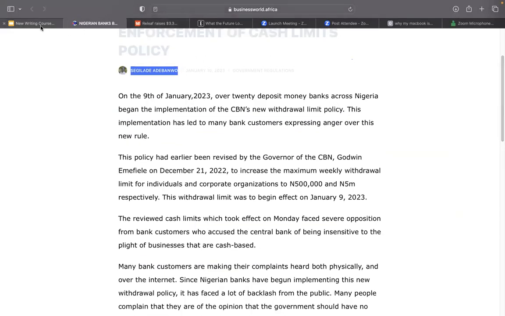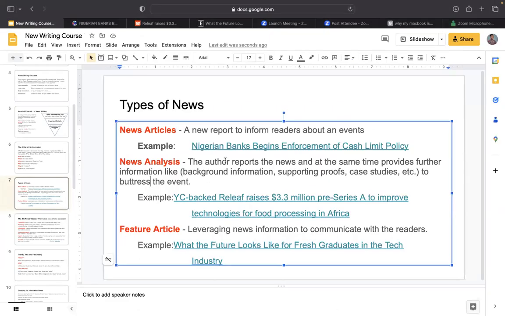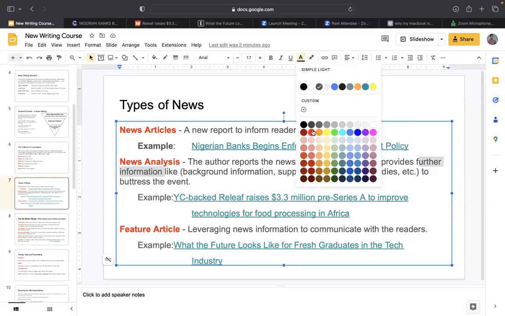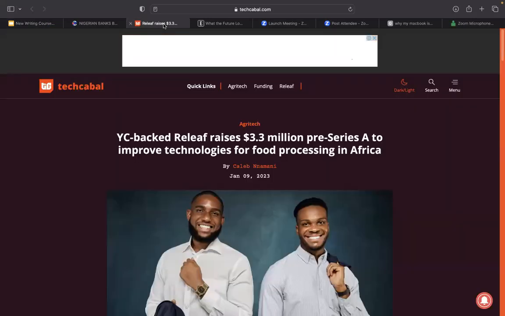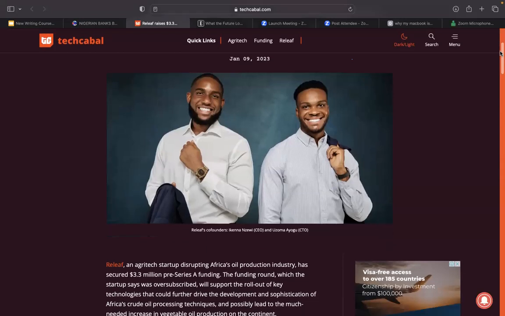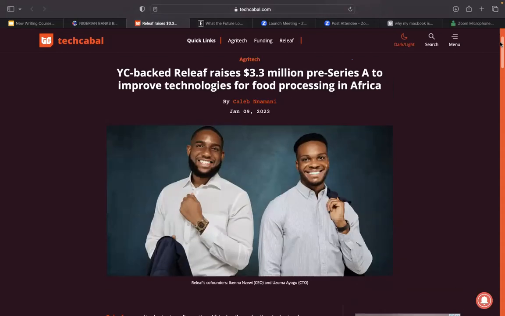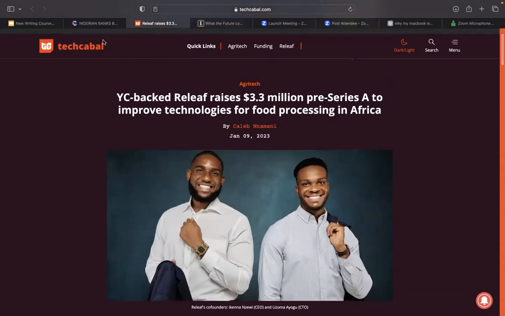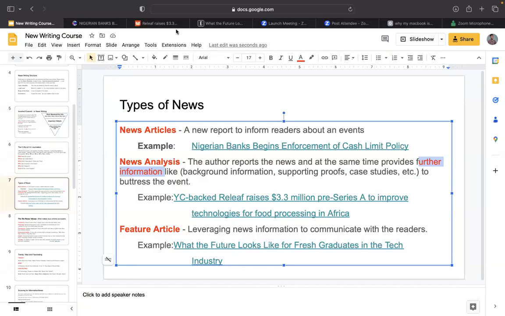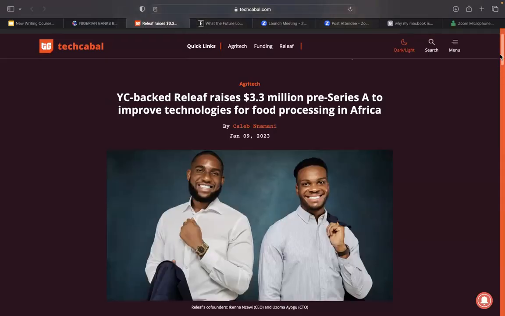But then there's what we call news reports. In the case of news reports, the journalist reports the news and at the same time provides further information to buttress it, to keep the readers informed on some other things that have happened. This is more popular among Nigerian publications. International publications mostly do news reporting or analysis, depending on the publication style.